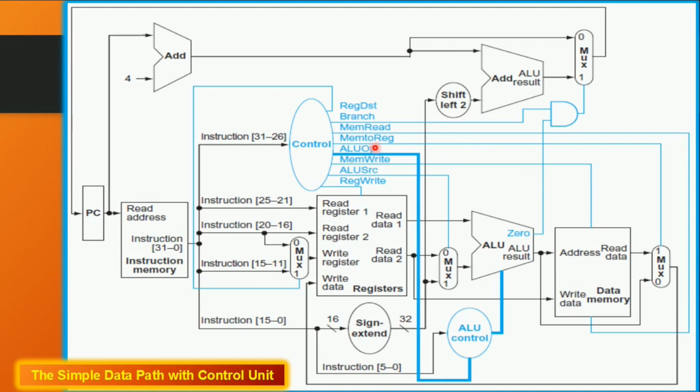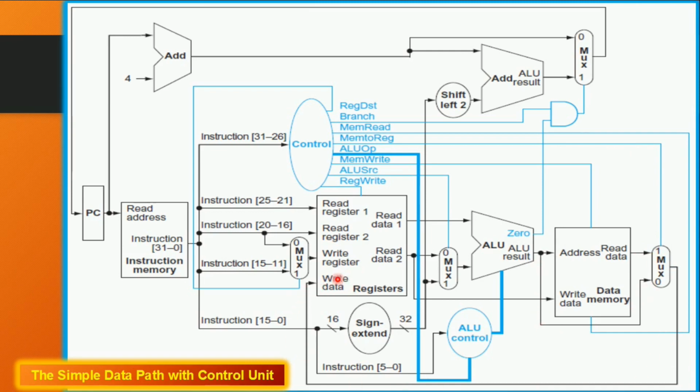Memory to register. In some cases, initially the register won't have any data. At that time, I have to load the data from the data memory to the register. For that case, I have to assert the MemToReg signal, so that through this path I can load the data from the data memory to the register. By deasserting the memory to register signal, the intermediate result from the ALU can be stored back to the register.